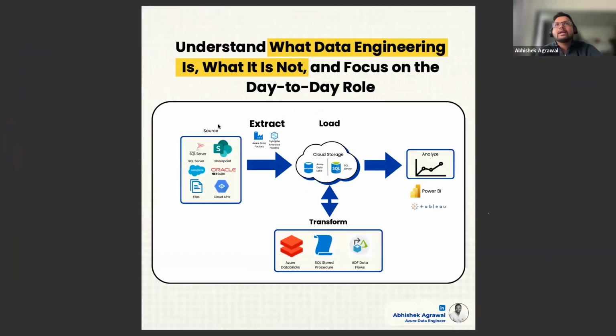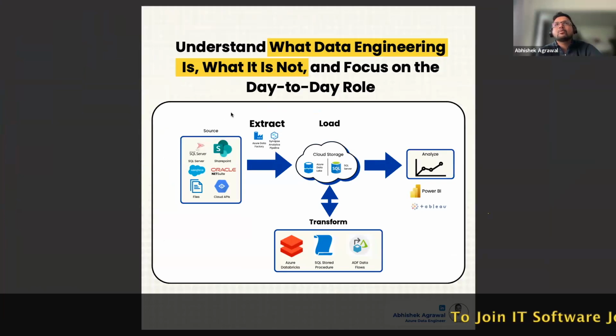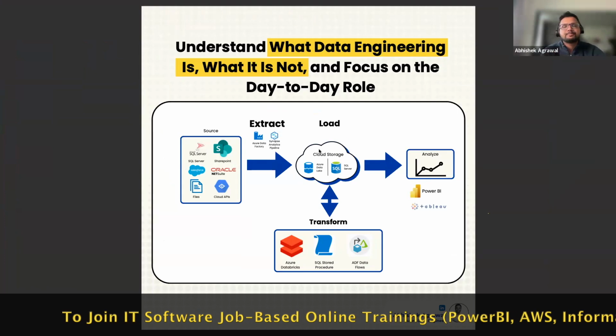Now, what will a data engineer do? A data engineer will move the data. So moving the data from the source system to the cloud storage will be done by the data engineer.